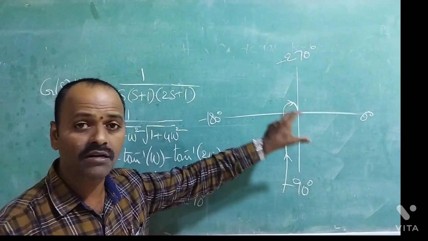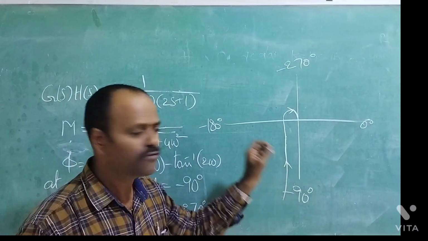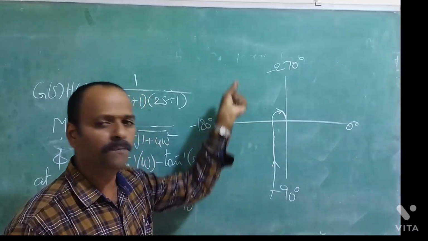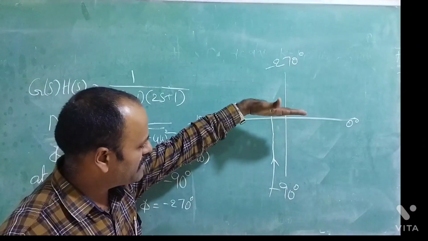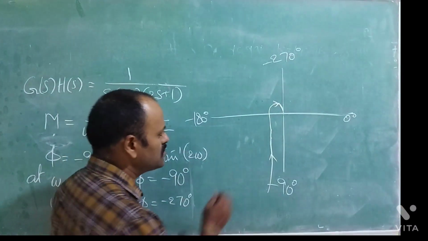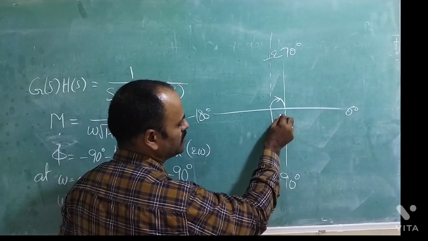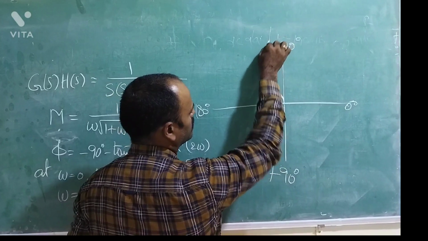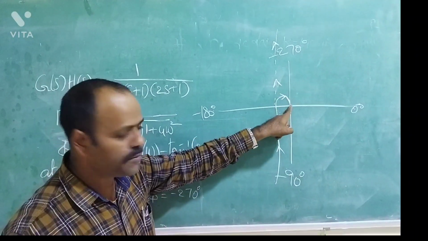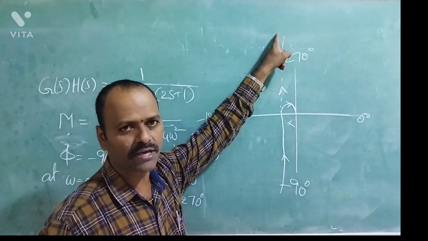I think all of you are familiar up to this point. After the polar plot, we can get the Nyquist plot simply by drawing its mirror image. Suppose you place a mirror here, how does it look in the mirror? So it just looks like this, right? When you place a mirror here, wherever it terminates, from there it starts and it goes in this way.